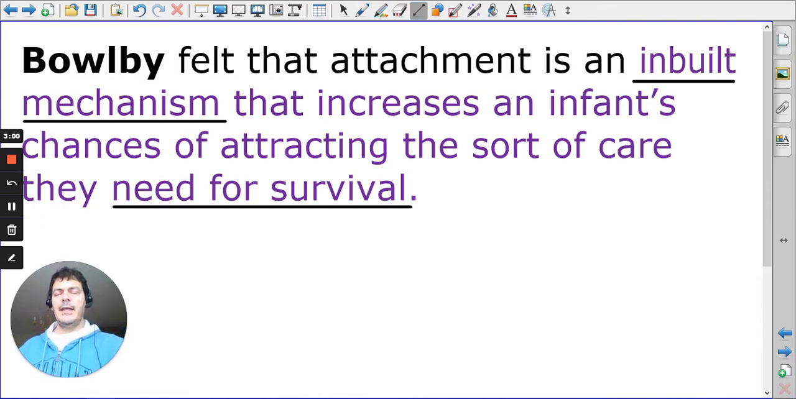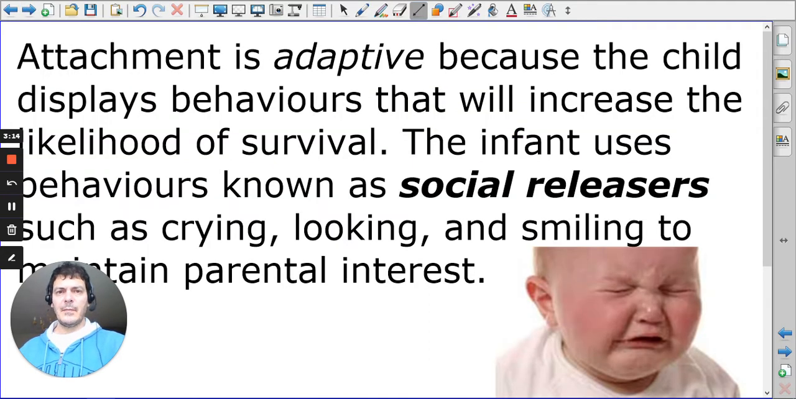So he looks at Harlow and Lorenz and sees how the babies are dependent on the mother for survival, and it's not just food, they need the mother for more than just food. And as such, if we're going to talk through evolution, we've got to use this word adaptive, and so we say pretty much that attachment adapts to what it needs, and it says here, they will increase the likelihood of survival.